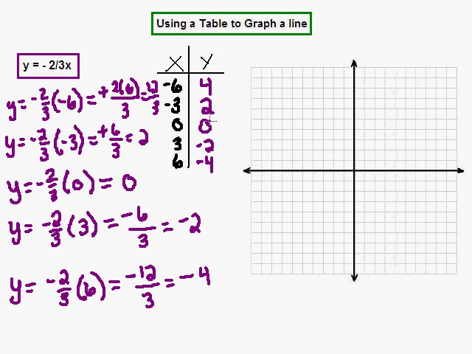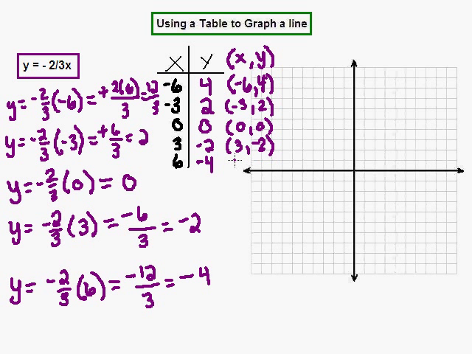Now we're going to use this information to create ordered pairs. Remember, an ordered pair is an x, then a y, and we use these to graph. So my first ordered pair then is negative 6, positive 4. My next ordered pair, negative 3, 2. Then we have 0, 0, 3, negative 2, and 6, negative 4 as our ordered pairs. We're going to graph these now to find the line that represents this equation.